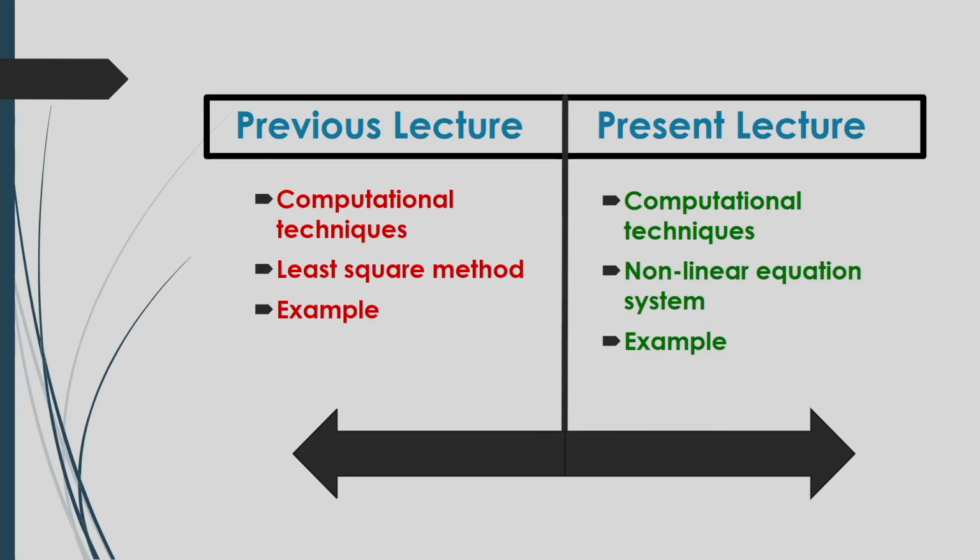In the previous lecture, we described the least square method: how to fit a linear single equation with experimental data, and how to analyze the error of that fitting with the proposed equation. We discussed it with an example. So, here also we will describe how to solve a nonlinear equation system.